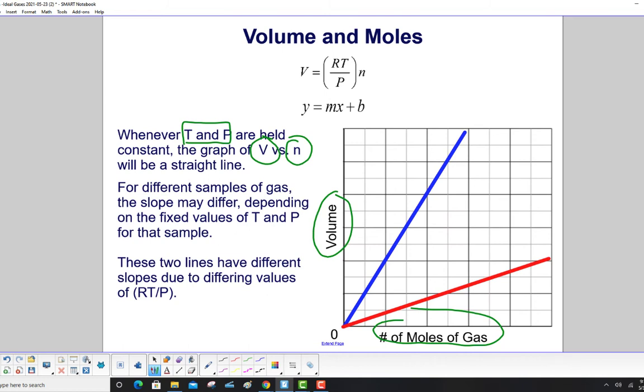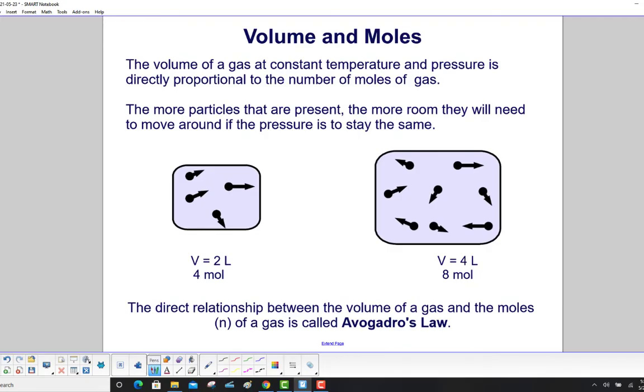For different samples of gas, the slope may differ depending on the fixed values of T and P for that sample. These two lines have different slopes due to differing values of RT over P, right? Because that's the slope. The volume of a gas at constant temperature and pressure is directly proportional to the number of moles of gas. The more particles that there are present, the more room they will need to move around if the pressure is to stay the same.